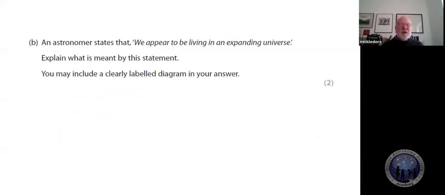This was a funny one. This was from a couple of years ago. An astronomer states we appear to be living in an expanding universe. Explain what is meant by this statement. So there is strong observational evidence that the universe is expanding, that the universe is becoming larger in time. There we go. How's that? I don't need a diagram.